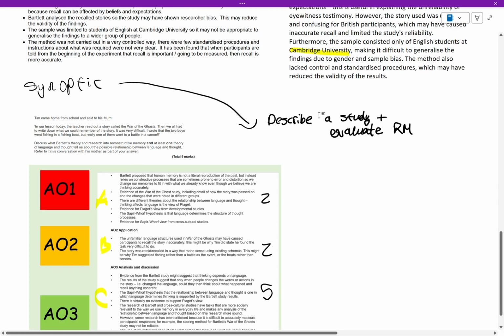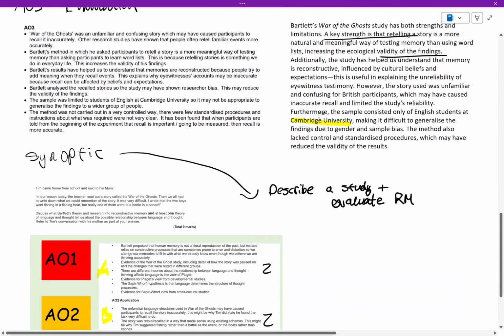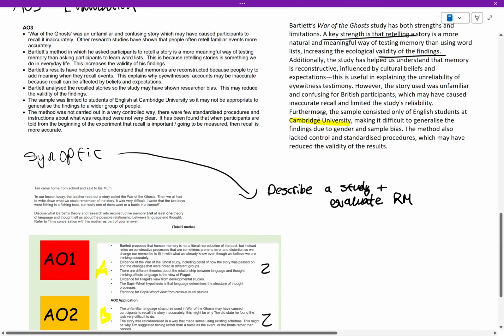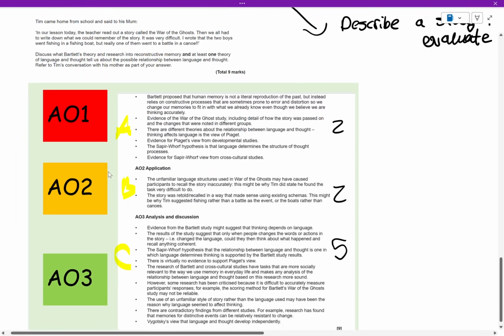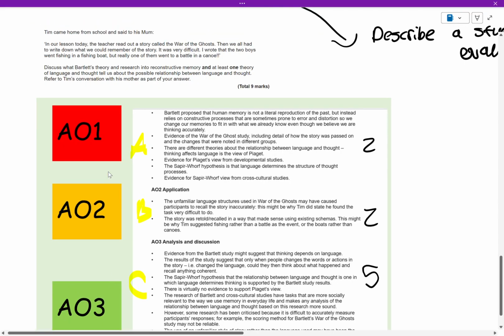They could also be, for example, a question: describe the War of the Ghosts study, like here, and evaluate the research method used. So in that case, you would evaluate the lab experiments. So for this one here, you can see in the mark scheme, for AO1, you could say, basically, firstly outline Bartlett's study.